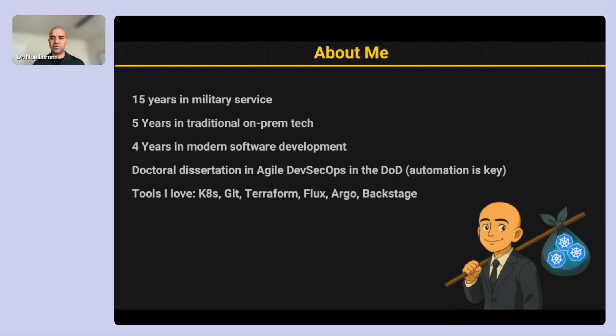I did my doctoral dissertation on agile DevSecOps in the Department of Defense. That was a fascinating topic because the DoD has very high levels of regulation, which makes building business agility challenging. One of the key takeaways from my research, and one that applies here today, is that automation is key. Some of the tools that I enjoy working with include Kubernetes, Git, Terraform, Flux, Argo, and Backstage. Hopefully, there are some Backstage fans in the audience today.